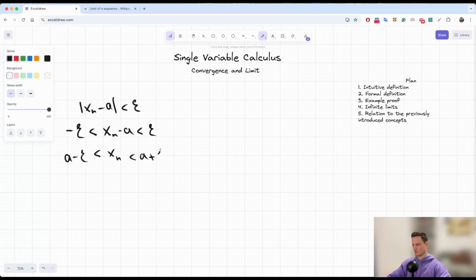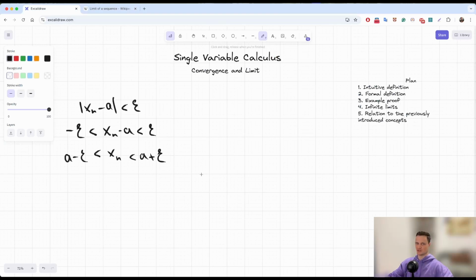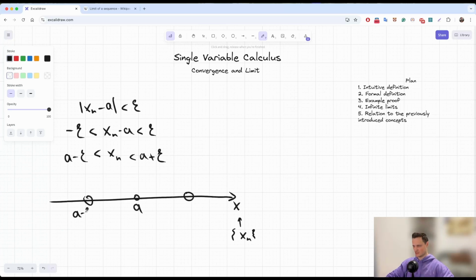This is the same as what we have discussed talking about the tube, a plus epsilon, a minus epsilon, and we can draw this a bit more simply. So x are actually the values of the sequence x sub n, and we have some value a. This is just some number, 1, 2, 3, 10, and we have some area around it, a minus epsilon and a plus epsilon. So this is a segment.